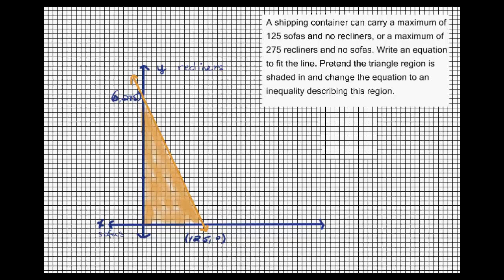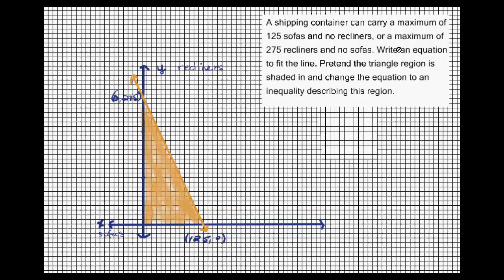Okay, so the problem that we're going to be working through in this video is: a shipping container can carry a maximum of 125 sofas and no recliners, or a maximum of 275 recliners and no sofas. You're to write an equation to fit the line. All right, you want to pretend that the triangle region is shaded in and change the equation to an inequality describing this region. Okay, so let's look at this here.